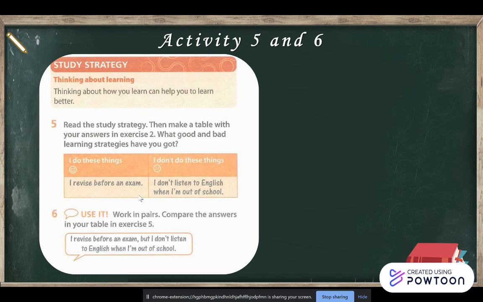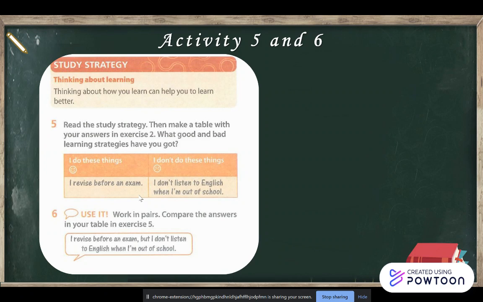But if you don't listen to English when you're out of school, let's say you don't practice English at all, I don't think there will be much improvement in your language, because you saw the studying strategy earlier, right? In the pictures that you saw, are you a super language student in the questionnaire? So you have to follow the positive ones. If you don't follow them, I don't think necessarily that your English may improve, because you are learning a different language compared to your mother tongue, right?